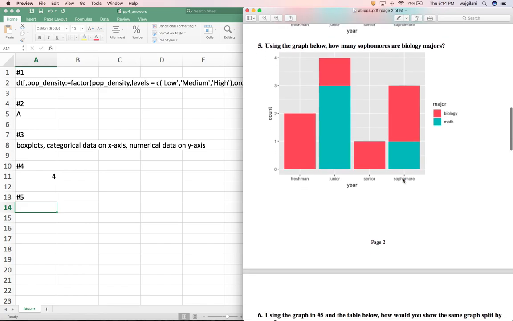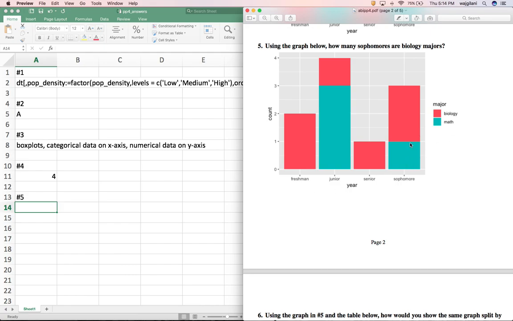Using the graph below, how many sophomores are biology majors? All right, how many sophomores are biology majors? So here, again, biology is now red. So here's the sophomores right here. Notice, by the way, this is out of order because when I made this graph, I probably didn't properly categorize this as categorical data. So this is why it went to alphabetical instead of actual categorical order.